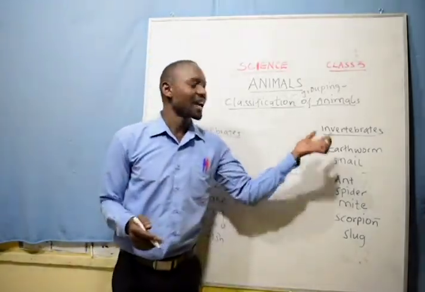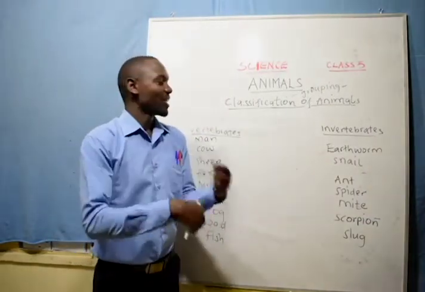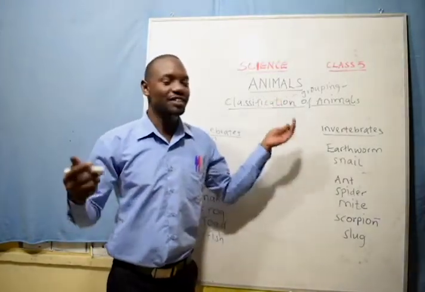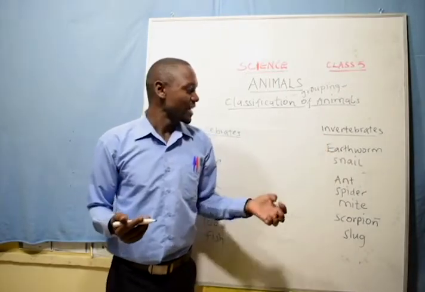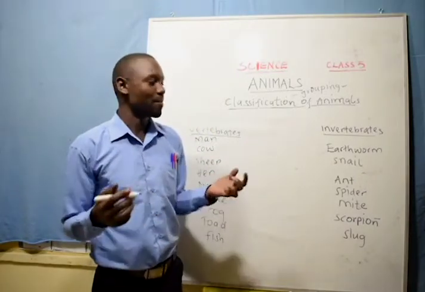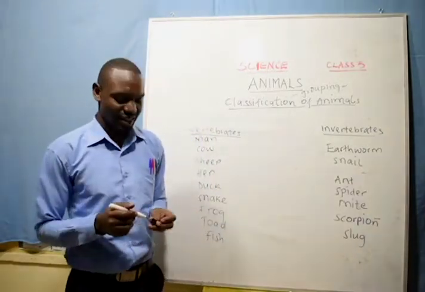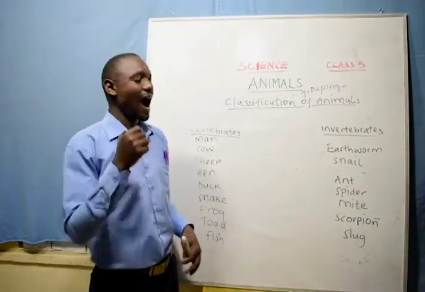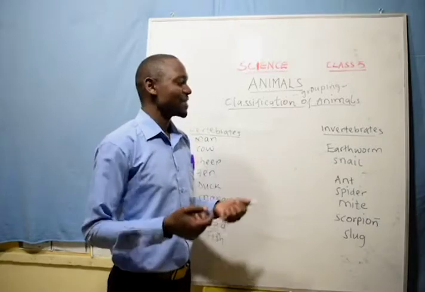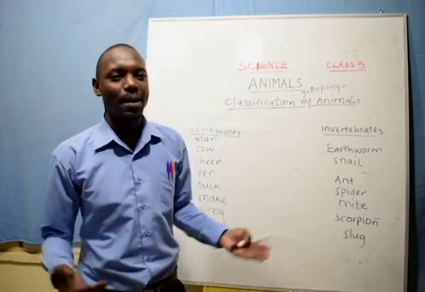For example, an earthworm has a very soft body. You can even cut it using your fingers or a razor blade because it doesn't have a backbone. The same applies to a snail. Apart from its shell, it is a very soft animal. Same to ant and spider and all other insects. That is why it is very easy for you to kill a mosquito, a bed bug, or a tick using your fingers. Why? Because it doesn't have a backbone.